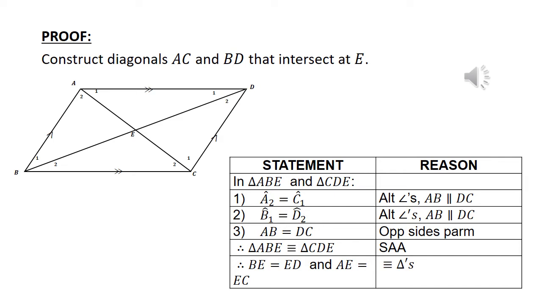And because they're congruent, it means that all three sides on the one triangle are equal to all three sides on the other triangle. It means that all three angles in the one triangle are equal to all three angles of the other triangle. So therefore, we prove then that AE is equal to EC and BE is equal to ED. So what we have proven is that the diagonals bisect each other. Remember, bisect means to cut in half.